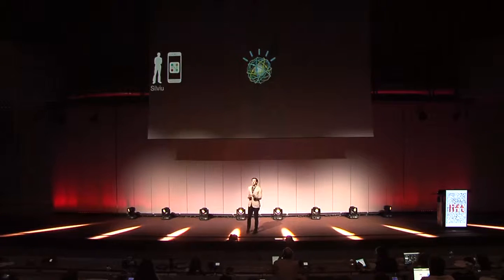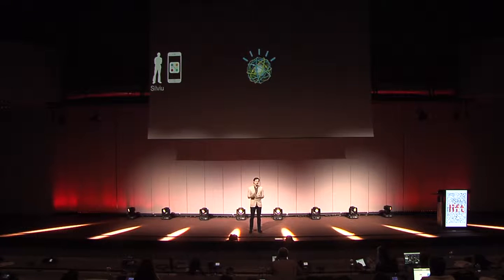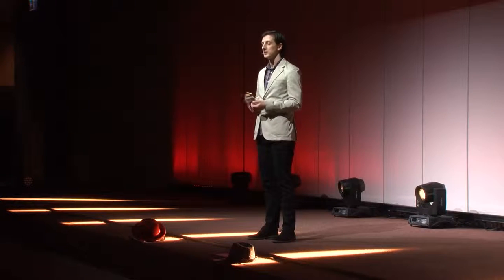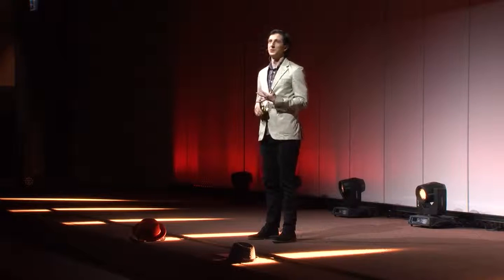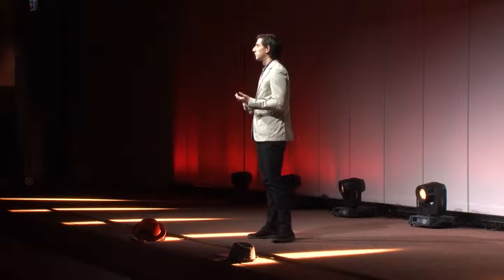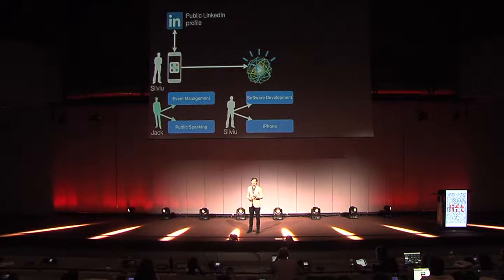Now I'd like to get just a little bit into details to explain how I built the connection between Nowy Connect and IBM Watson. So let's say this is a casual user, let's call him Silviu, who installed Nowy Connect. When he signs in, he has to sign in with his LinkedIn information. At this point, Nowy Connect takes Silviu's public LinkedIn information and sends it over to IBM Watson. IBM Watson does its wonderful artificial intelligence trick on his public LinkedIn information, and figures out that Silviu knows about software development and about the iPhone. And it does the same thing for all Nowy Connect users. So it knows, for example, that Jack knows about event management and about public speaking.